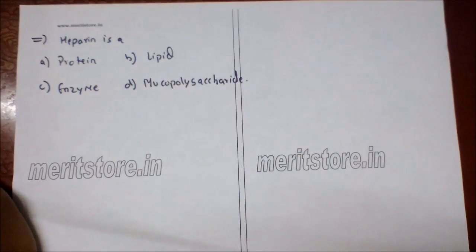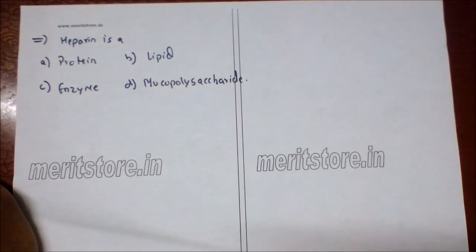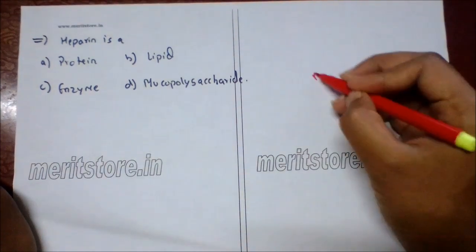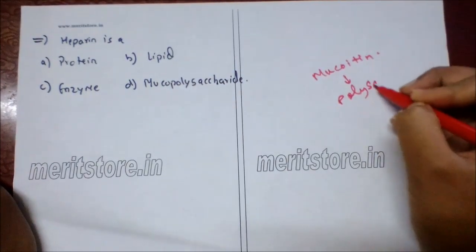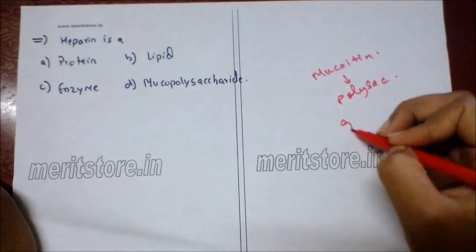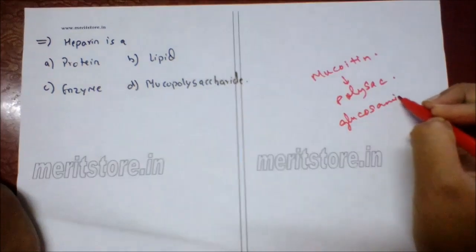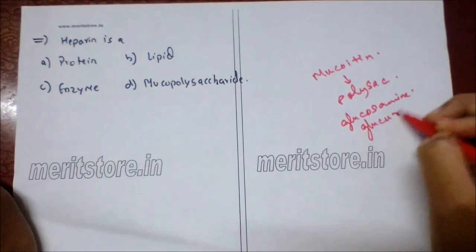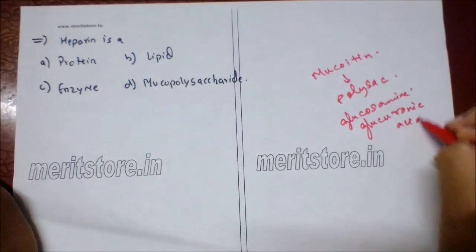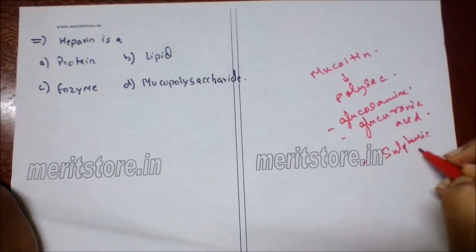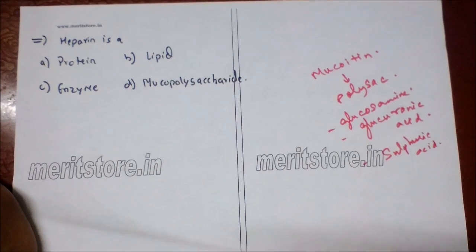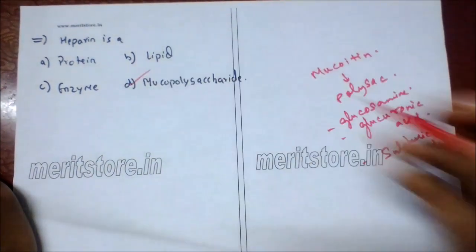Heparin is A, protein, B, lipid, C, enzyme, D, mucopolysaccharide. Chemically, heparin is mucopolysulfuric acid. It is a polysaccharide composed of glucosamine, glucuronic acid and esterified sulfuric acid. Heparin is normally secreted by mast cells of the liver. So option D is the correct answer.